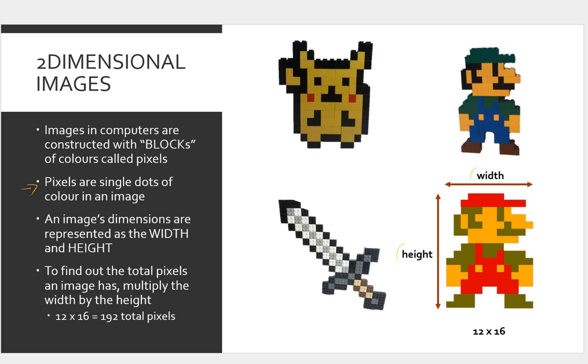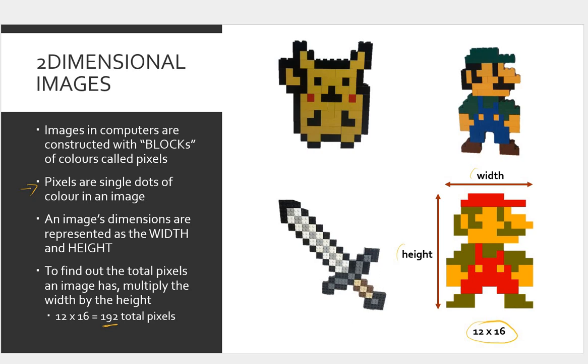And the way that we represent the width and the height is with this formula, or in this format, that I've just highlighted underneath Mario. So this image of Mario is 12 pixels wide and 16 pixels in height. And if we wanted to find out how many total pixels this image has, we only need to multiply these two numbers, and that would give us 192.